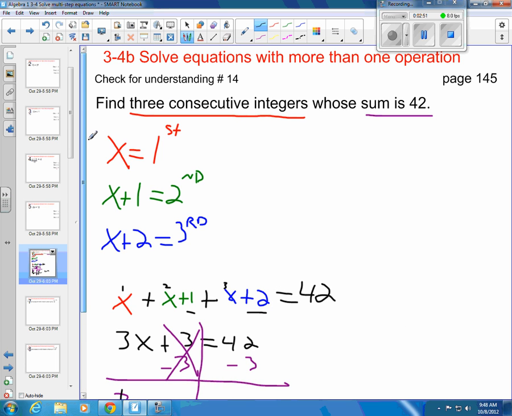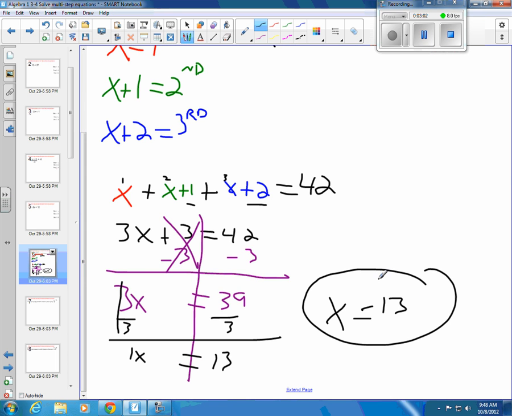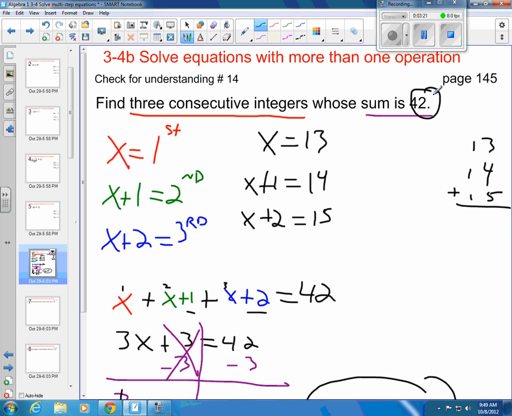Now go back and look at the original question, find 3 consecutive integers. So I know my x is 13, right? That's what we came out with down here. Finish answering the question. So x plus 1 would be equal to 14, and x plus 2 would be equal to 15. And if we add those together, 13 plus 14 plus 15, we should end up with our 42.